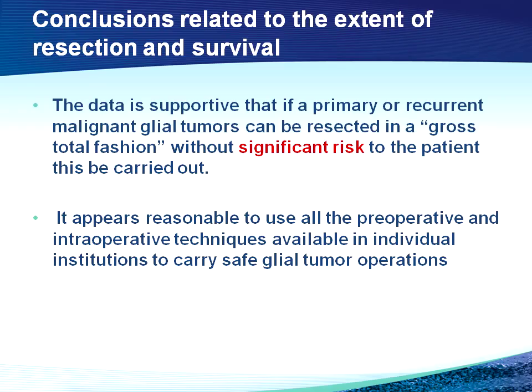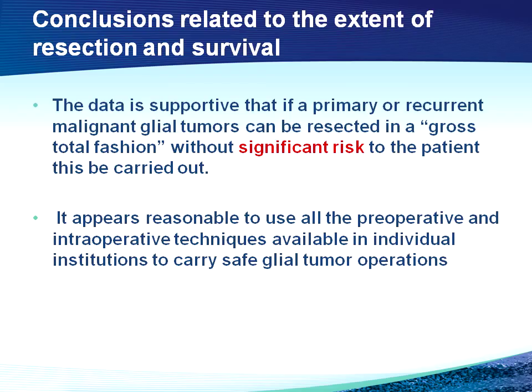So in essence, what it generally means is that the data is supportive, if you have a primary or recurrent malignant glial tumor, that if you can get all the tumor out that we can see on the MR scan, and now people are talking about what's called a super maximal resection, we won't get into that, but there, and not cause a risk to the patient, that may be reasonable. That's probably the best thing. But you have to remember that you don't want to risk causing damage to the patient.